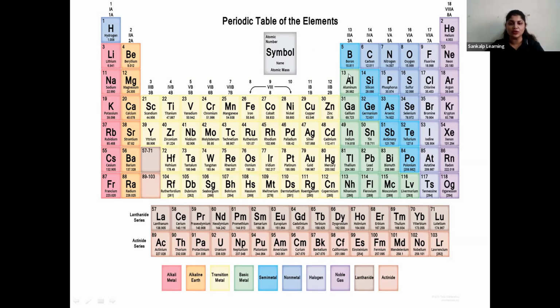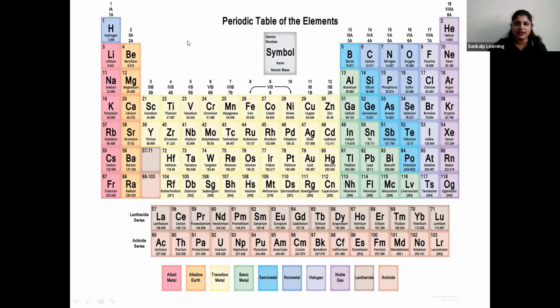Which are the different groups? They are categorized into 4 blocks: S block, P block, D block and F block. S block consists of alkali and alkaline earth metals. P block consists of the boron family, carbon family, nitrogen family, oxygen family, halogens, and noble gases. D block elements are also called transition elements, from group 3 to group 12. F block elements are called inner transition elements.